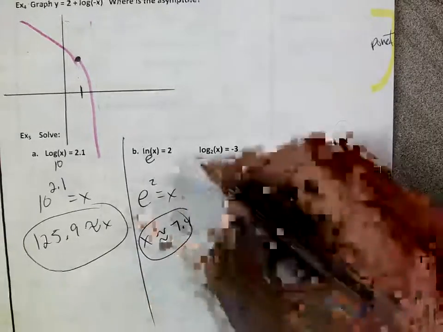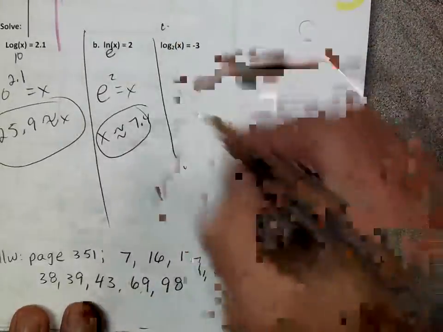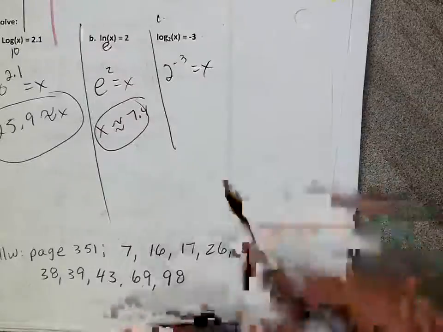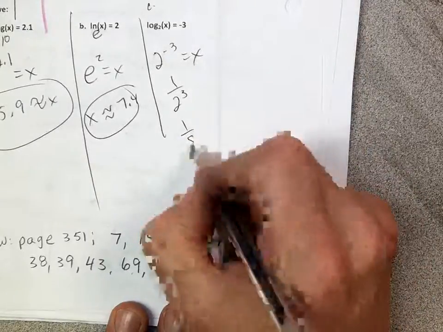7.4. Okay. How about C? How about the last one? C. 2 to the negative 3 equals x. Totally right. 2 to the negative 3 equals x, and that is 1 over 2 cubed, which is 1/8.